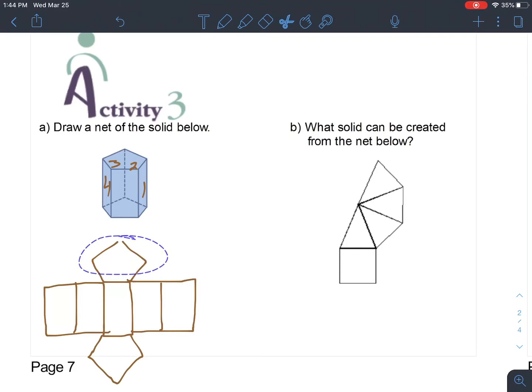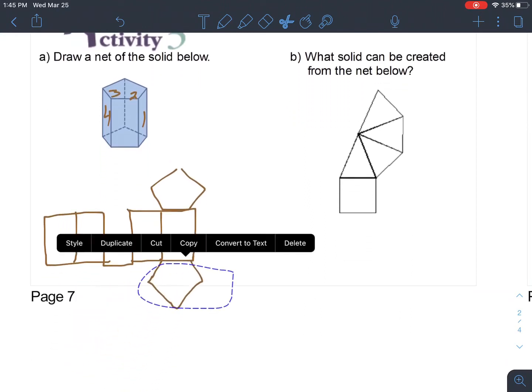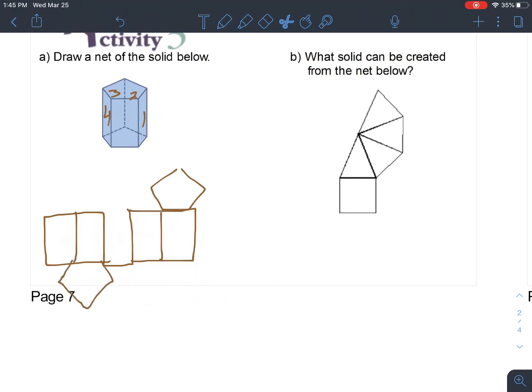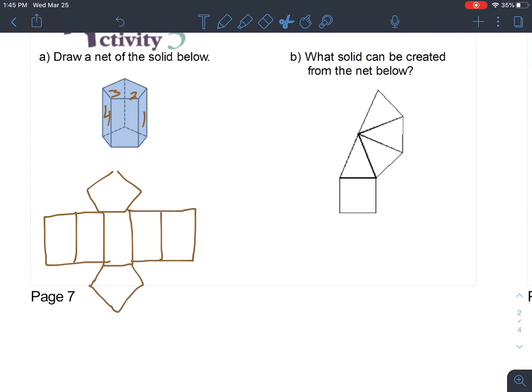Now, it's okay if your pentagons happen to be somewhere else in the picture. So like I could have moved both of them to be like that. I could have moved this one to be here. I could have this one be on the second one. It doesn't really matter, because as long as it's on both sides of the rectangles, it is going to work.